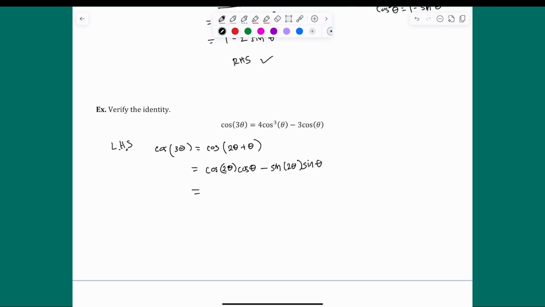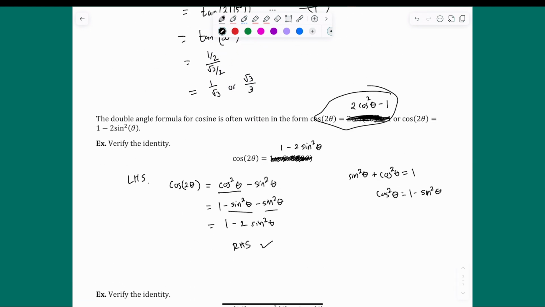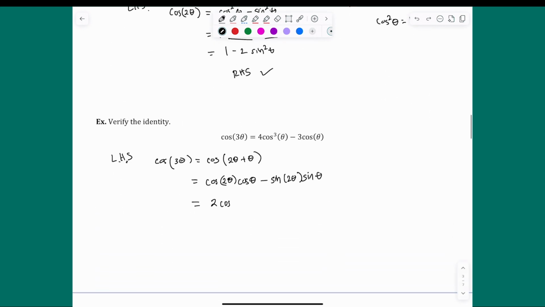Now, using the double angle formula for cosine of 2 theta, the particular one above that we just stated, we'll use this one here. And that would give us 2 times cosine squared of theta minus 1 times cosine of theta. Likewise, we're going to use the double angle formula for sine. And sine, we know that gives us 2 sine theta cosine theta times sine of theta here.